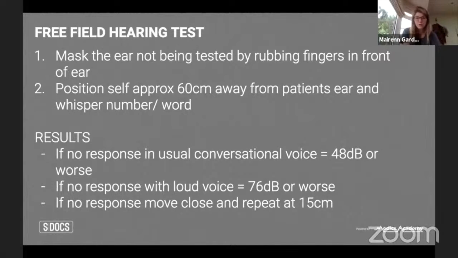If there's no response when you say your number or word in a normal voice, this suggests that the hearing level is 48 decibels or worse. If you say it in a loud voice, this suggests that it's 76 decibels or worse, which we'll come on to later about how severe that is. If they can't hear you at your loud voice, you then need to come closer, to about 15 centimeters. And this will allow you to test lower decibels.